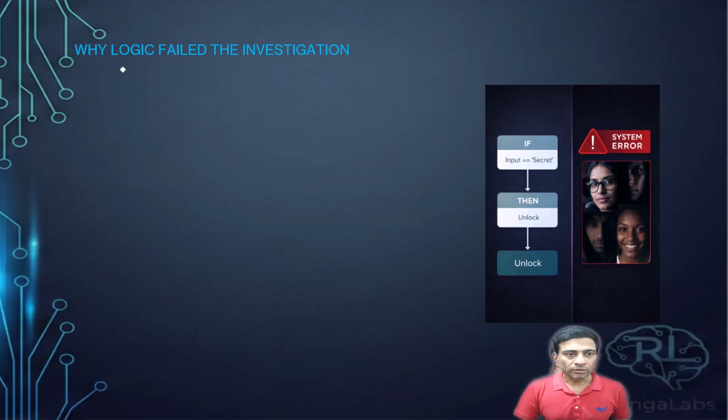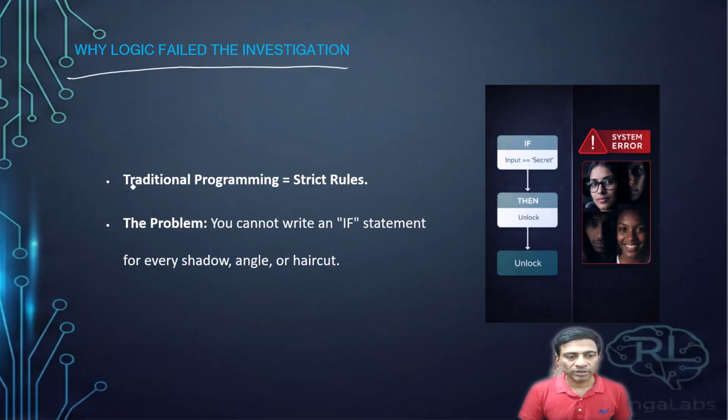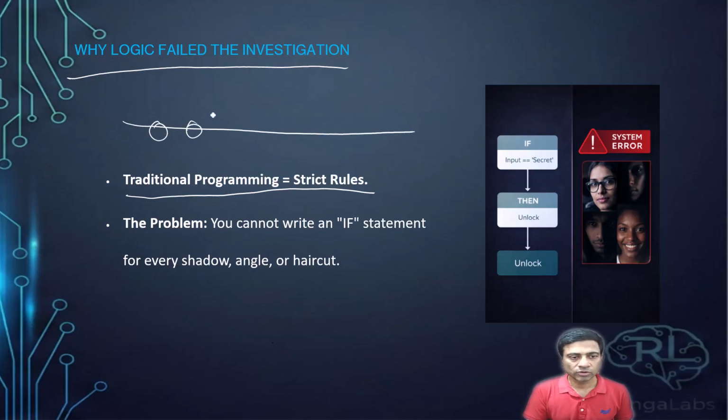Why did logic fail the investigation? Traditional programming has very strict rules. As I told you in the beginning, programming is like a straight line. You have A, you have B, you will get C. If you change A or B slightly, you will not get C. You will get something other than C, and the program might fail. You cannot do exactly the same thing.